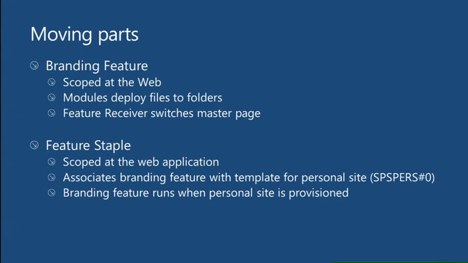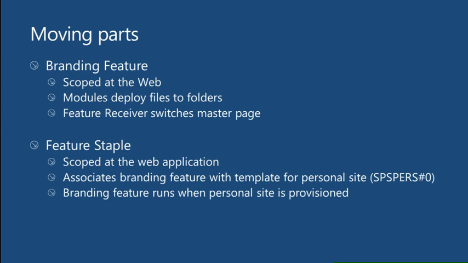We have a branding feature in there that's really not much different from what we would typically do to deploy branding for any other application. In this case, though, the branding feature is scoped at the web level. So for our developers, that means something. If you're not particularly familiar with features, web would be the individual website itself. And from a developer perspective, something scoped at the site would be the site collection.